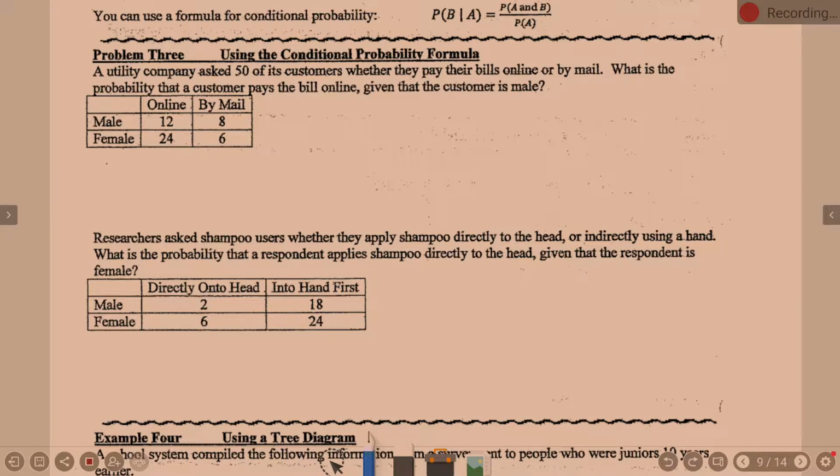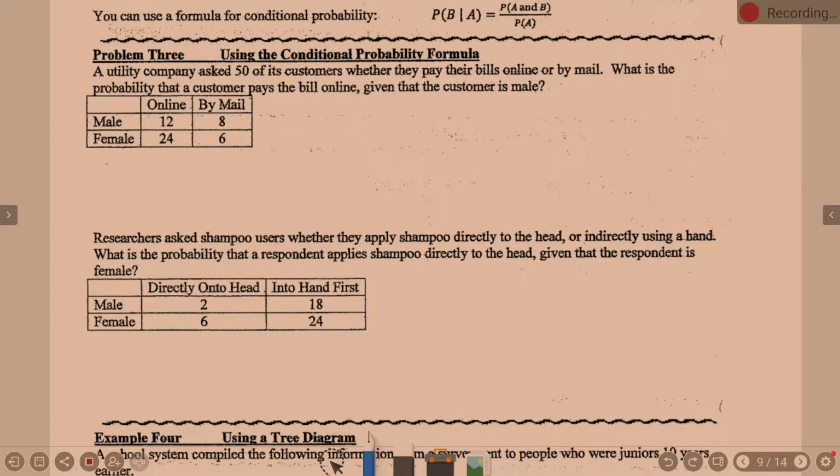Now, it mentions on the back side, you can use a formula for conditional probability. Now, in all reality, this is what we're already doing. They're presenting it here as a formula option. The probability of B given A is the probability of A and B on top over the probability of A. As we look at an example, I'm going to use their formula. However, we're going to find out real quick that you wouldn't necessarily have to use that formula. So I want you to be aware of that.